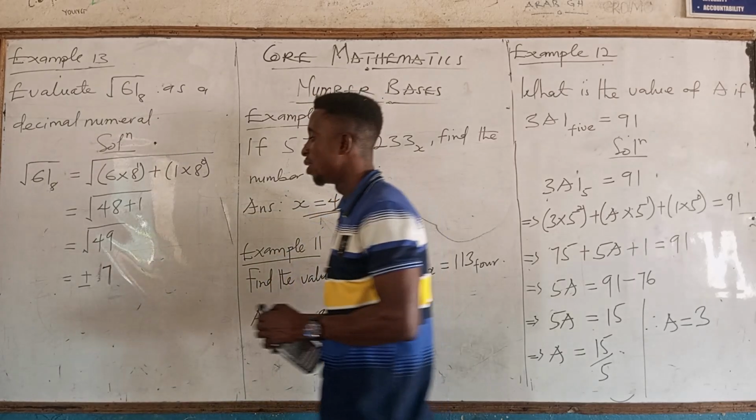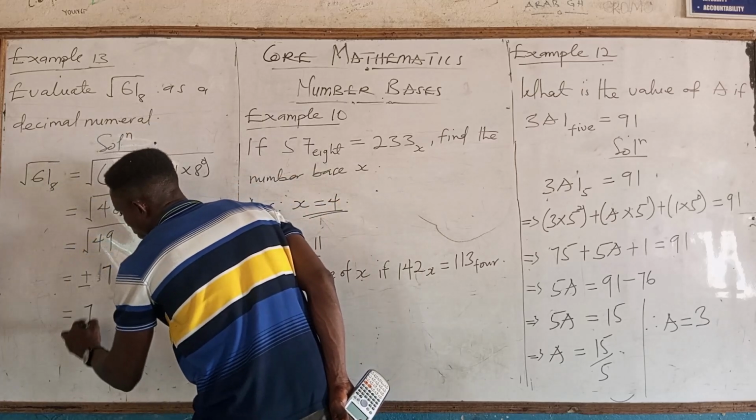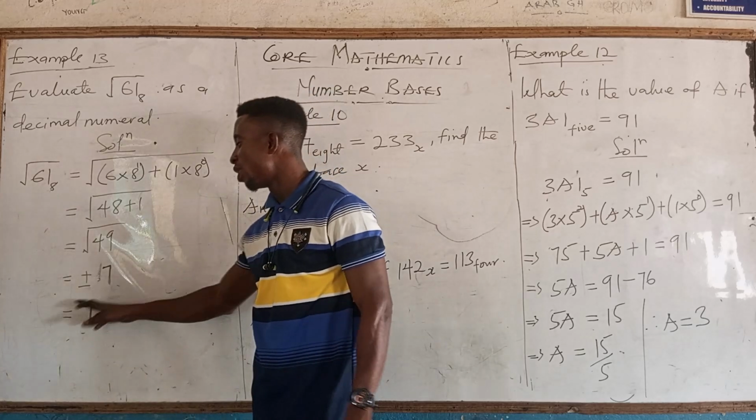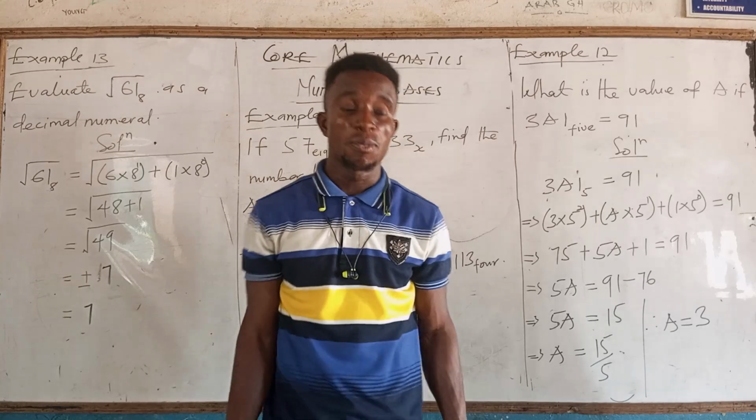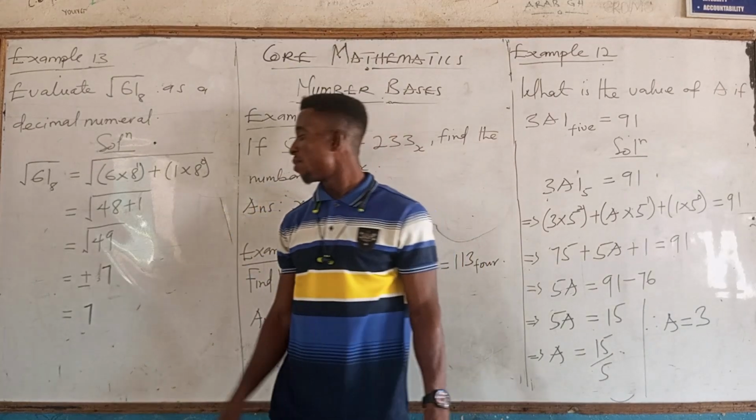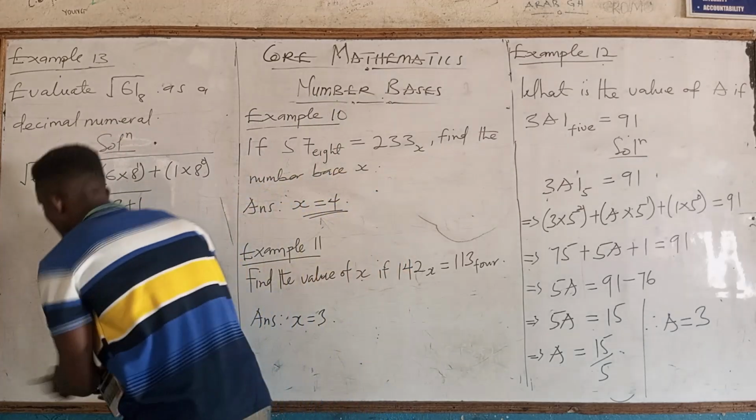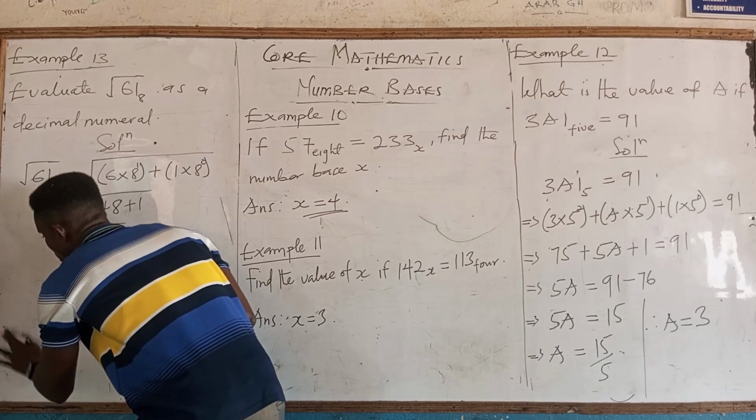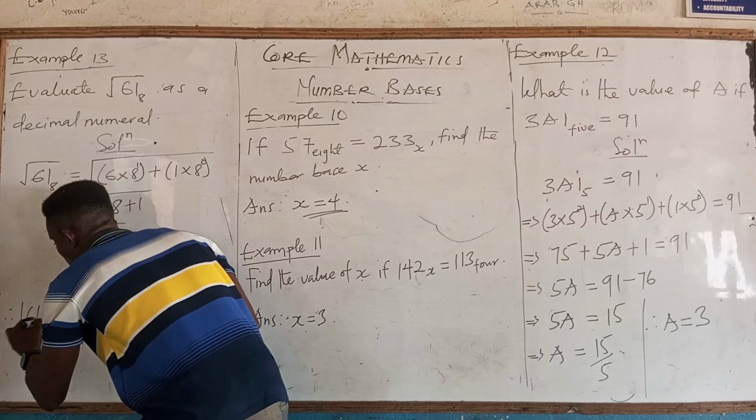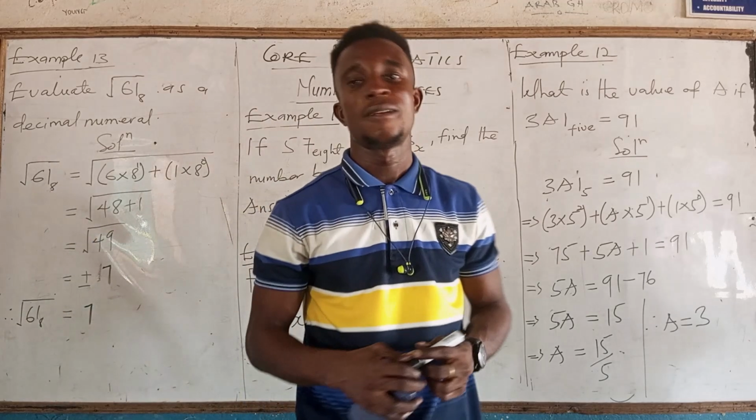Plus or minus 7. So therefore our final answer is positive 7. Because conversion into base 10 is where we only have positive numbers, but negatives are not supposed to be part. Please, are we getting that? So therefore our final answer, let me write: therefore, square root of 61 base 8 is equal to 7 base 10.